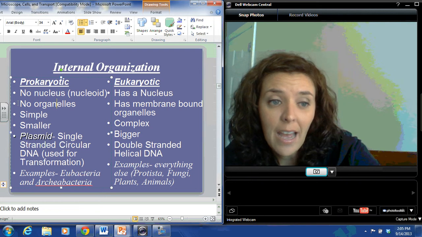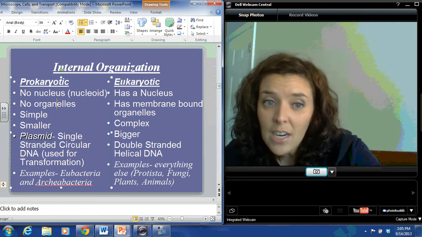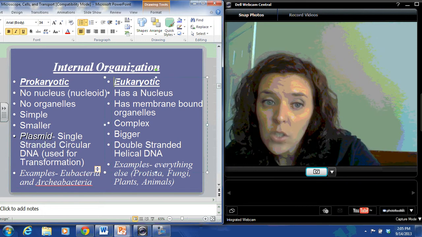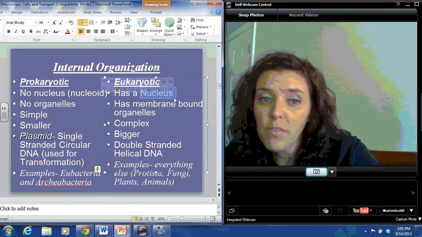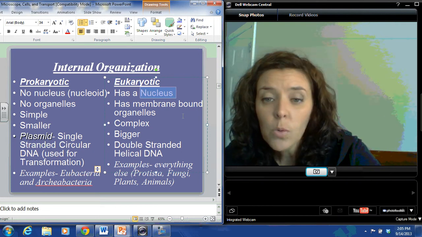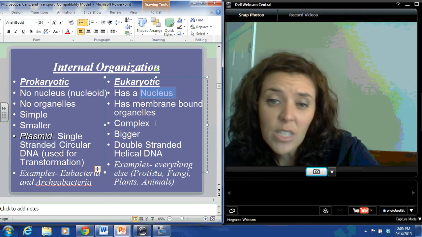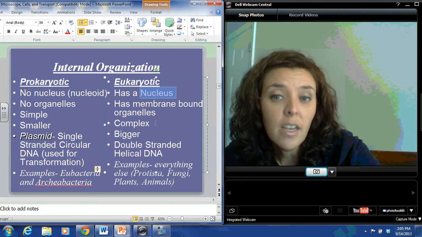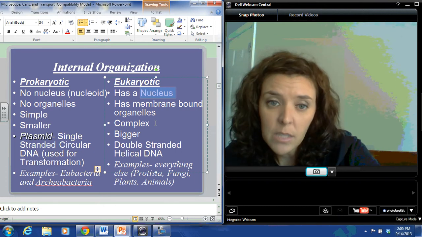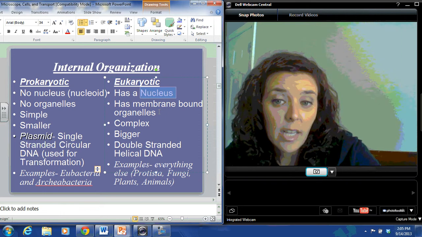They do not have membrane-bound organelles. But eukaryotic cells do. Okay, so eukaryotic cells have a nucleus. They also have membrane-bound organelles, which help the cell function. Organelles are kind of like little tiny organs. Remember, our stomach and our intestines work together to make our digestive system. Well, membrane-bound organelles all work together to allow the cell to function.